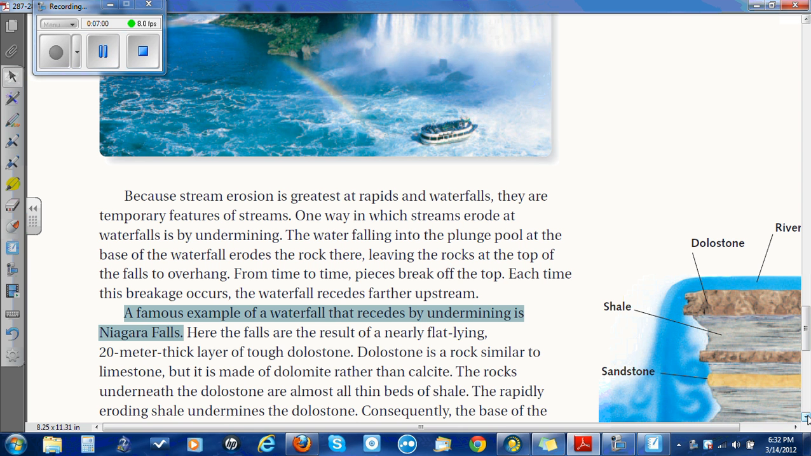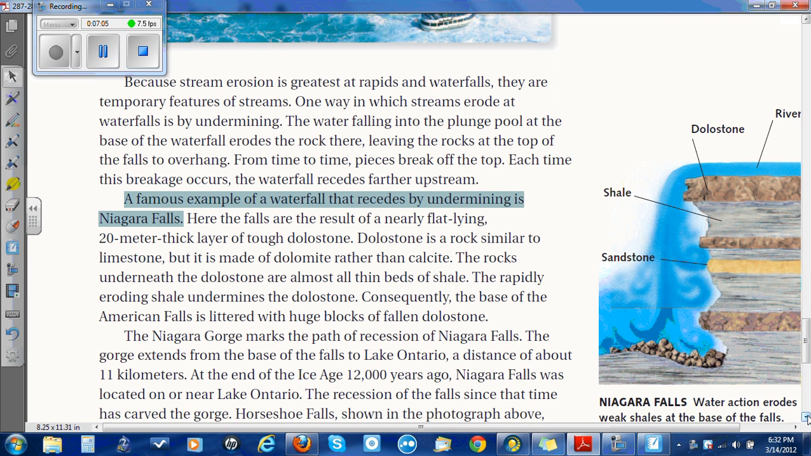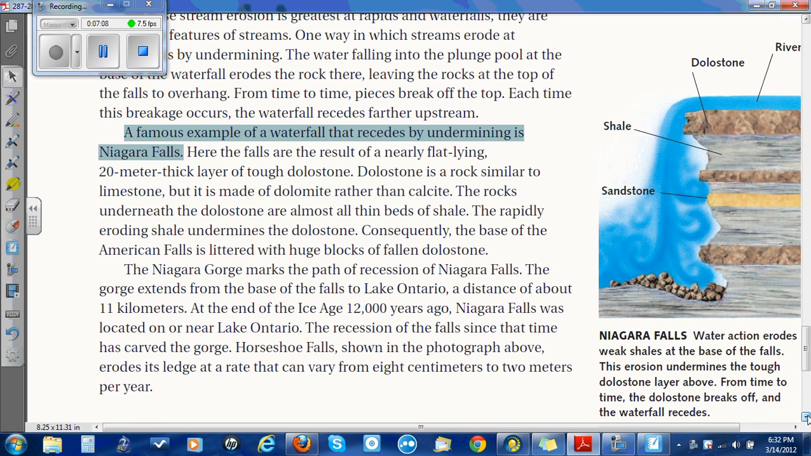Here the falls are the result of a nearly flat-lying 20-meter thick layer of tough dolostone. Dolostone is a rock similar to limestone, but it's made of dolomite rather than calcite. The rocks underneath the dolostone are almost all thin beds of shale. The rapidly eroding shale undermines the dolostone. Consequently, the base of American Falls is littered with huge blocks of fallen dolostone. The Niagara Gorge marks the path of recession of Niagara Falls. The gorge extends from the base of the falls to Lake Ontario, a distance of about 11 kilometers.